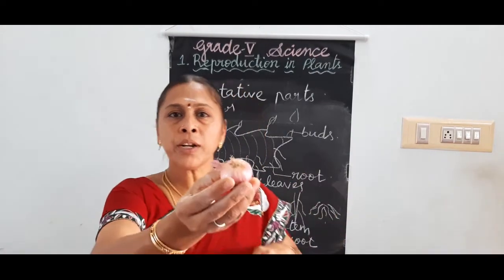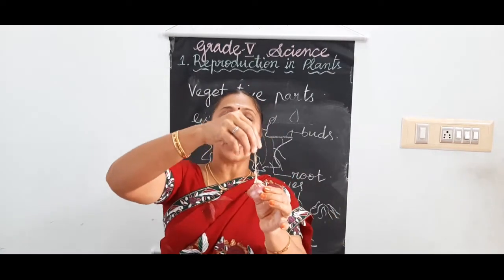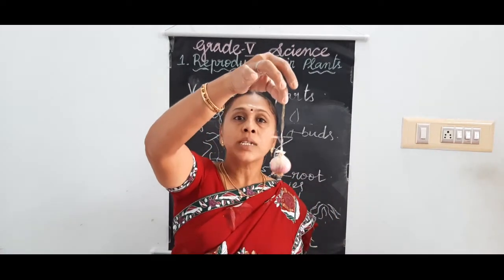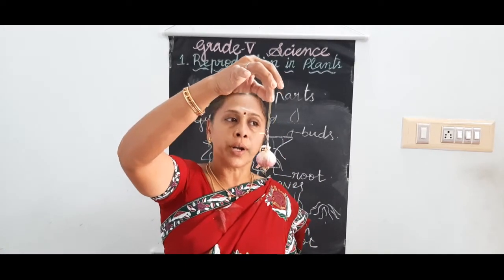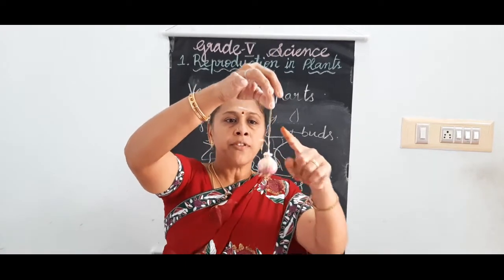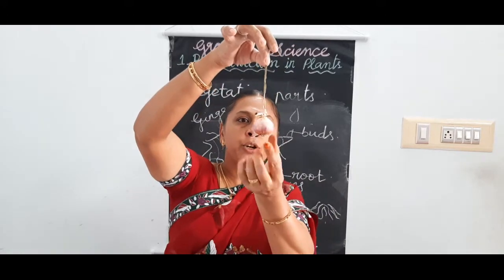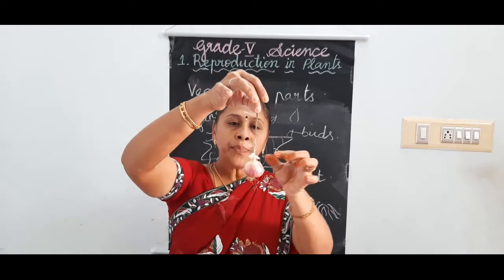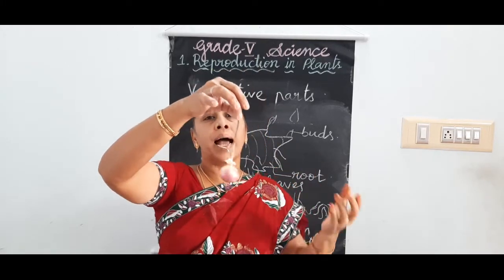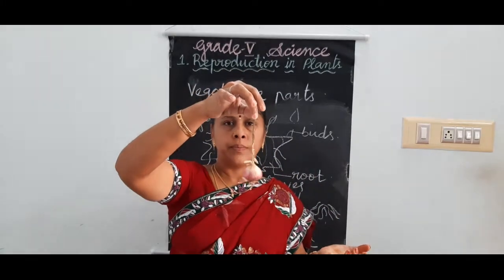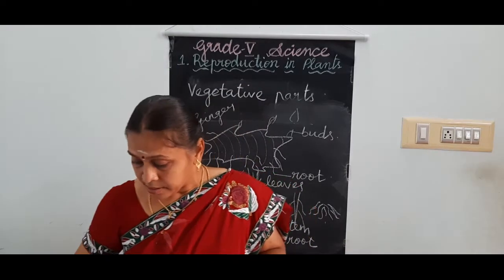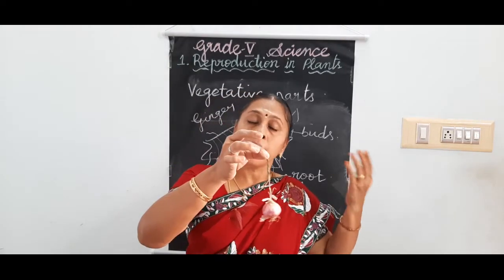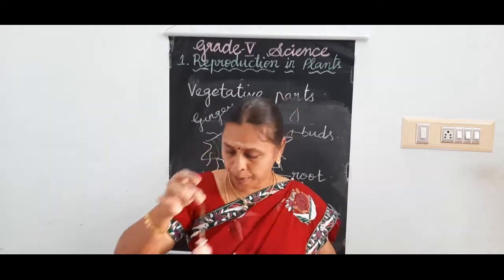Okay, are you able to see? So, this is an example of an underground stem which helps to reproduce. Leaf, stem, and below is the root, fibrous root. So, from the stem part only, the plants reproduce. Understand? This is an example of reproduction through a vegetative part.